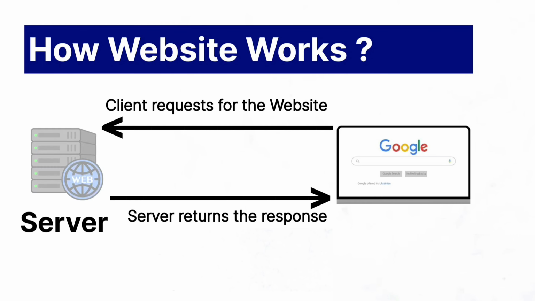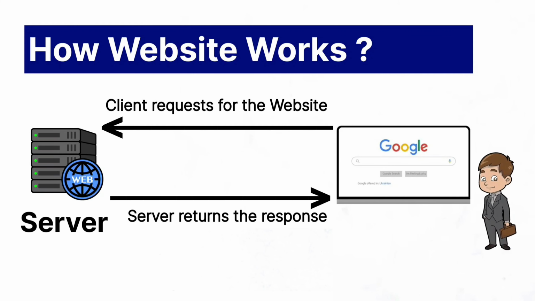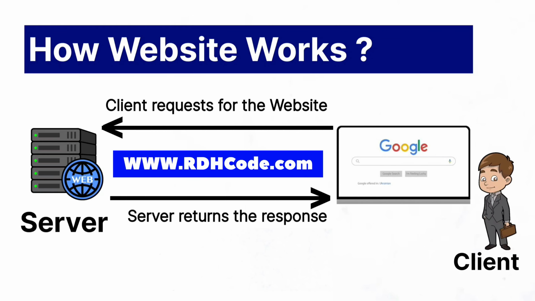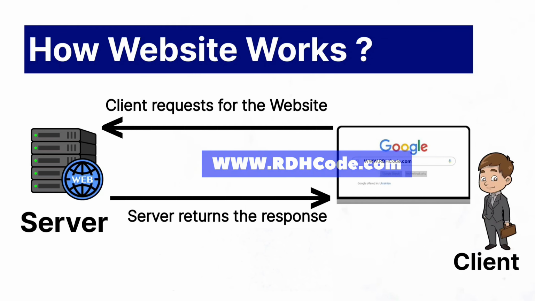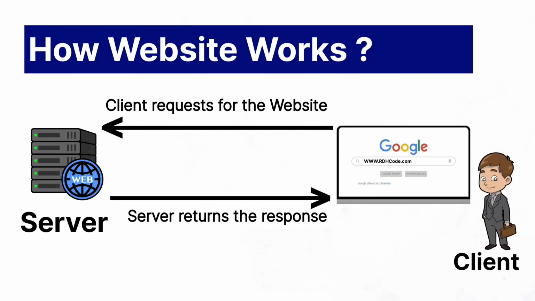Okay, so this is a web server and a computer. This is you, a client. So what the client did, in any operating system, in that computer he sent a request. The request will look something like this: www.rdhcode.com. This domain is just for demonstration purposes, so don't waste your time looking for it. Now, the request says give me rdhcode.com.